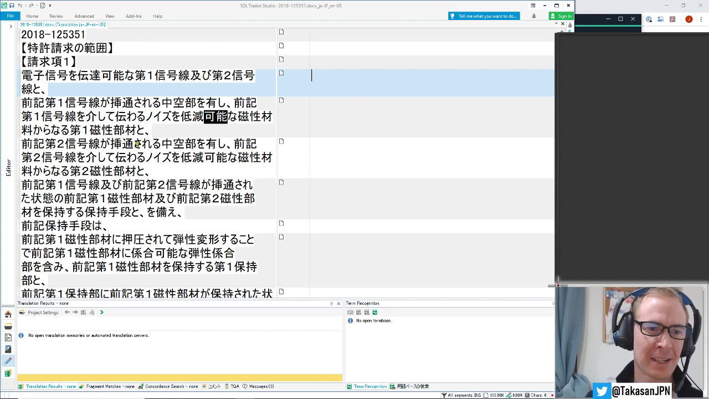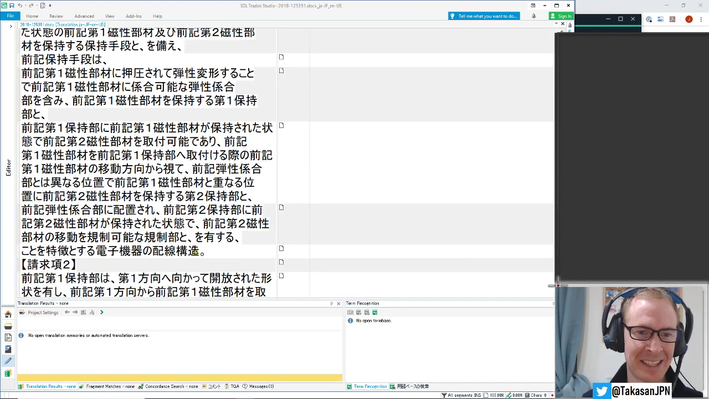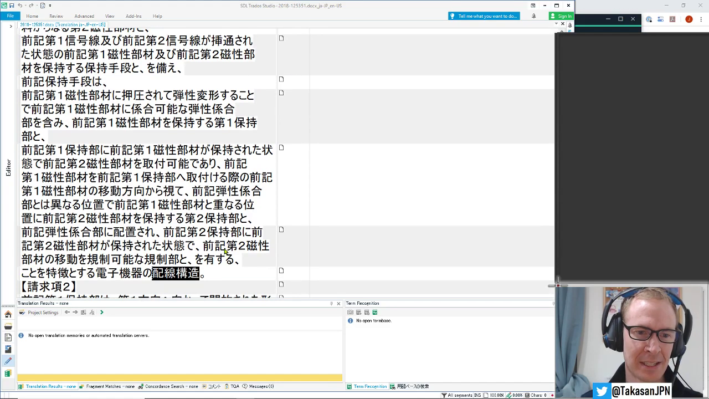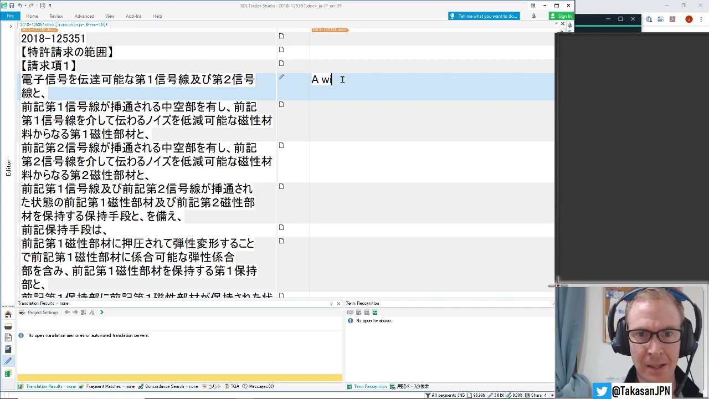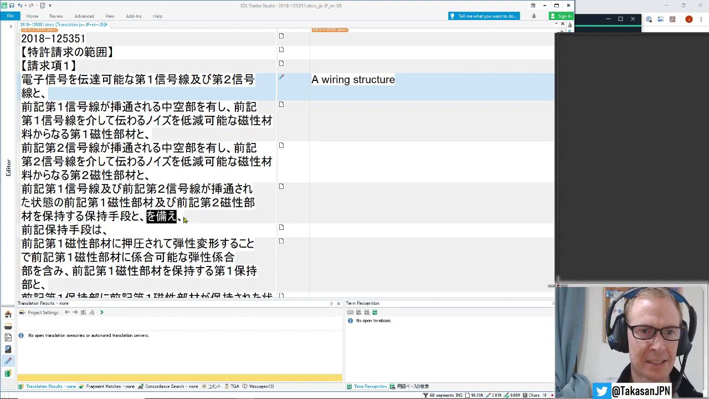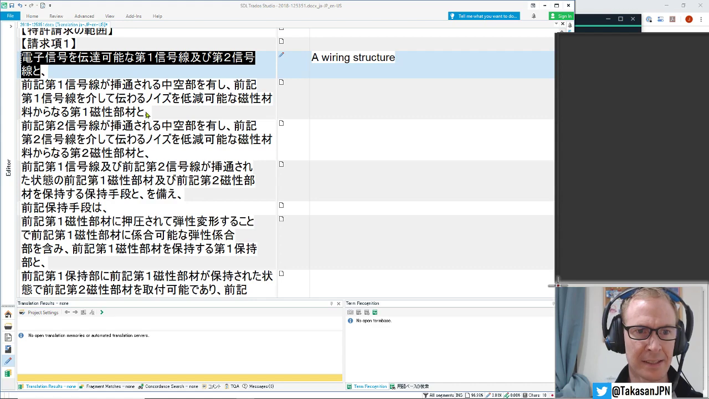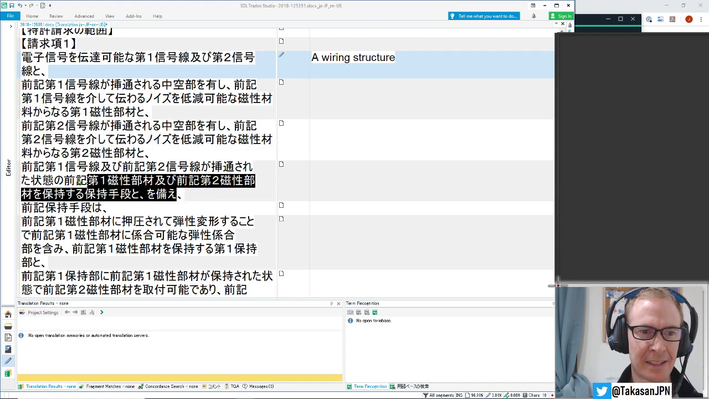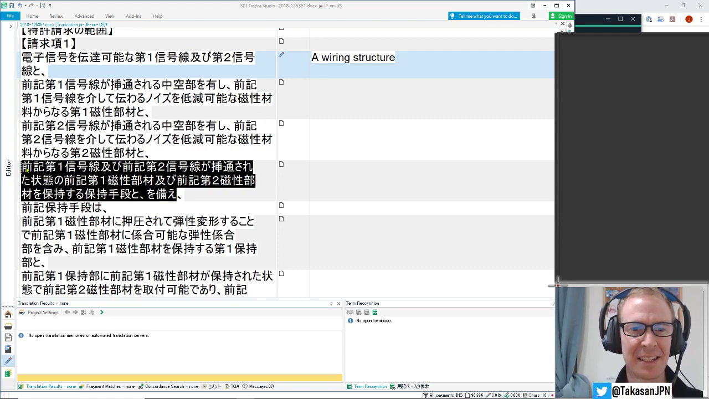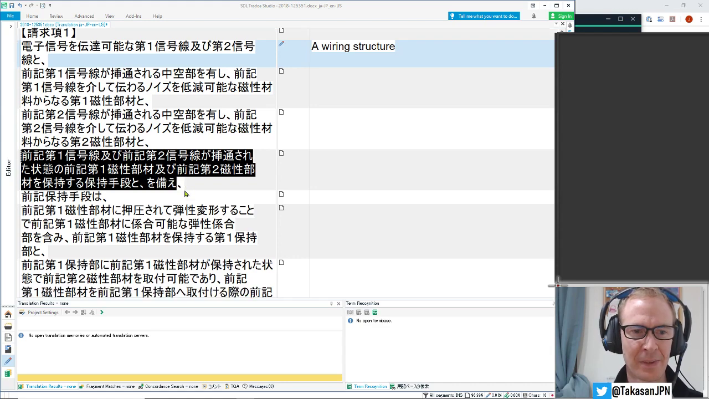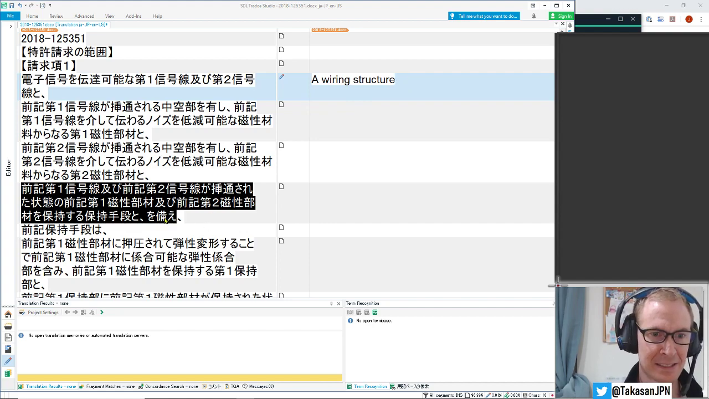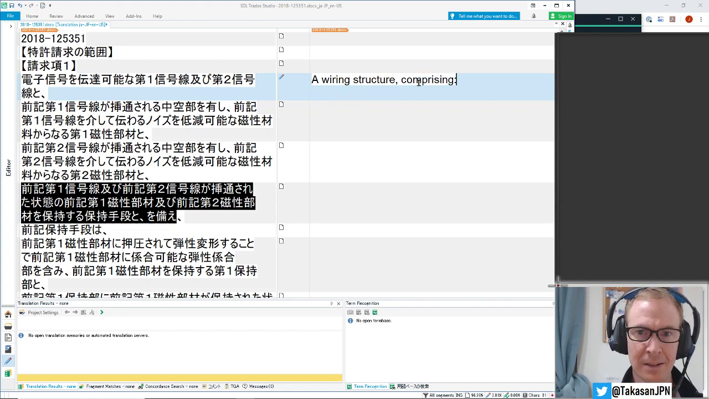Alright, so we look at claim 1. We immediately have to go to the bottom to see what it is. Sorry for the scrolling. Alright, so it's a wiring structure, we're going to call that. A wiring structure. And we can see that the elements of it are 1, 2, 3, 4. So immediately we can see the structure that the claim is going to take. So there's no preamble, there's nothing else apart from this, so we'll just go straight into the first element.